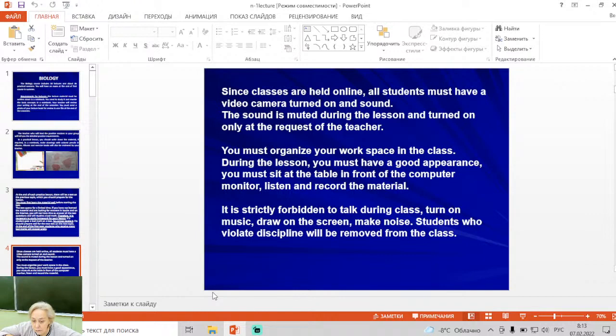Since classes are held online, all students must have a video camera and sound turned on. The sound is muted during the lesson and turned on only at the request of the teacher. You must organize your workspace in the class. During the lesson, you must have a good appearance. You must sit at the table in front of the computer monitor, listen and record the material.